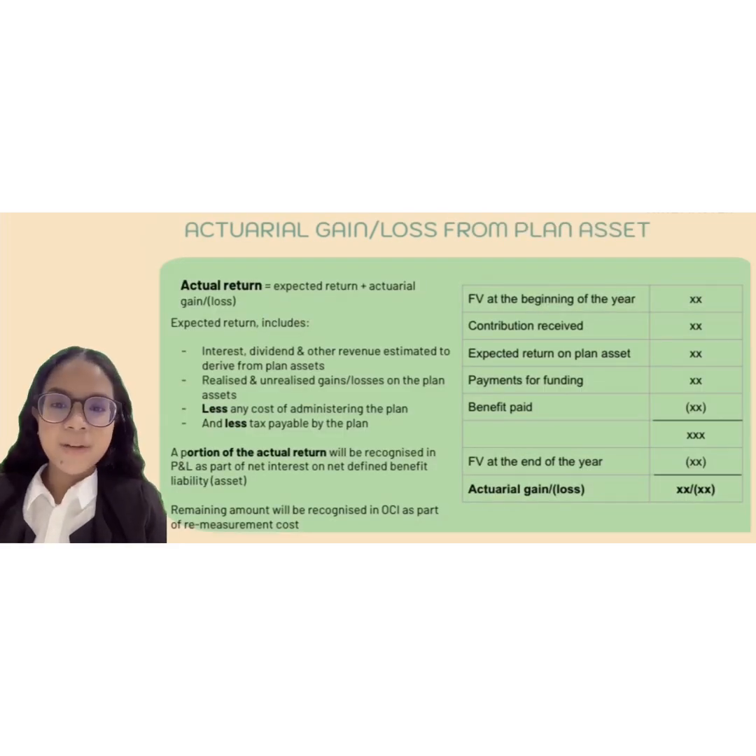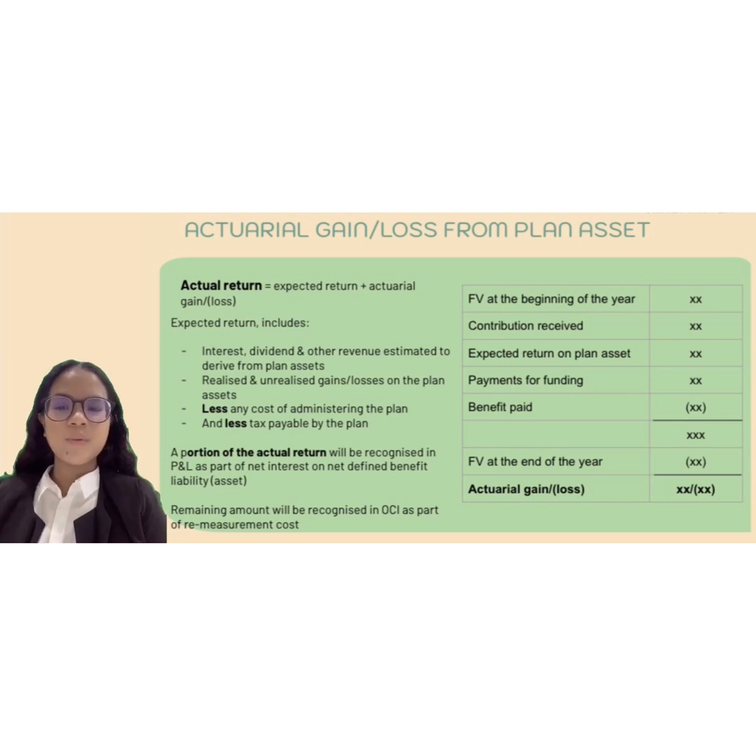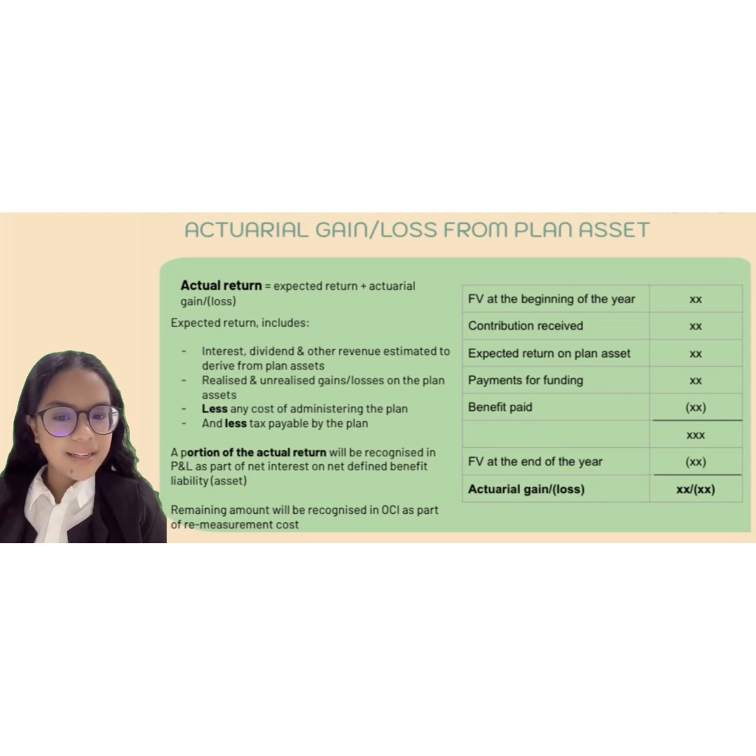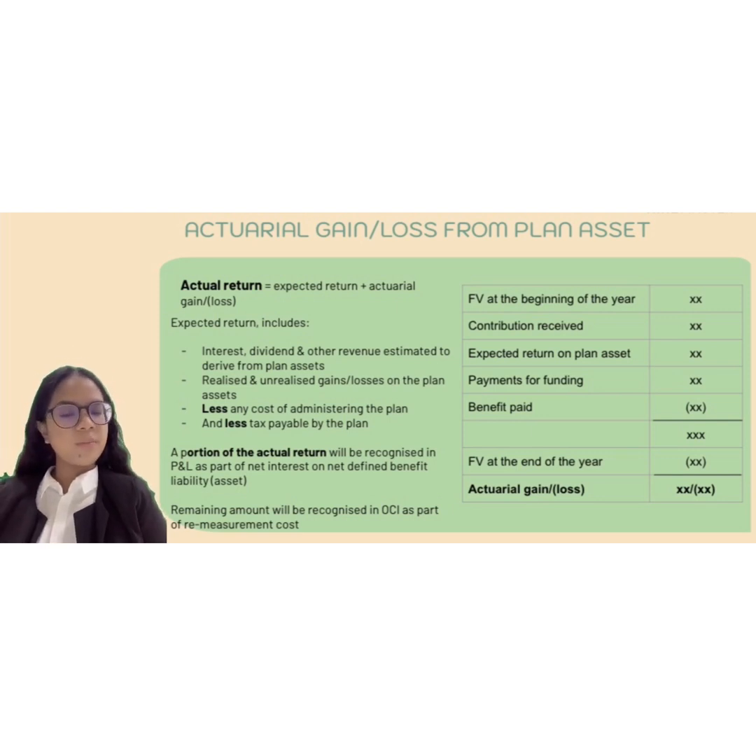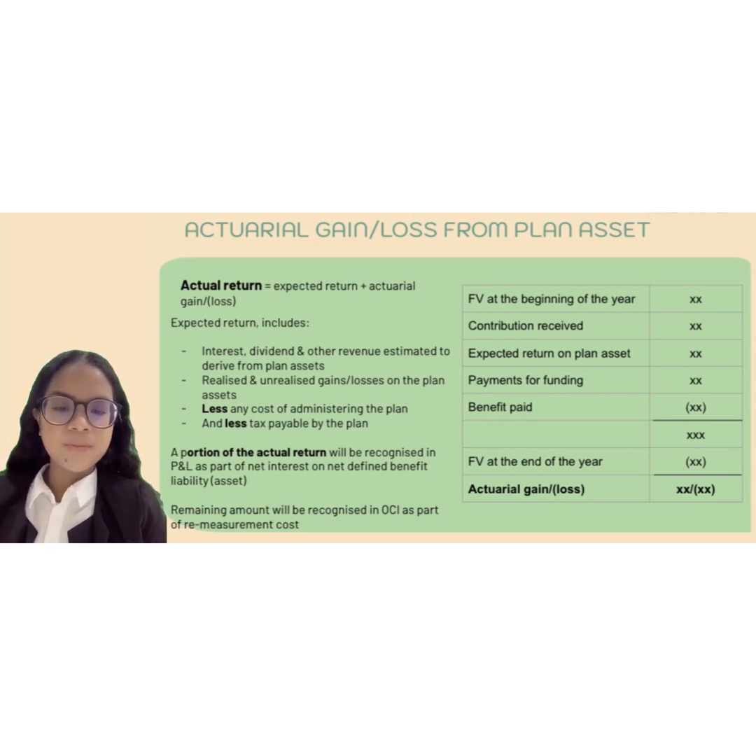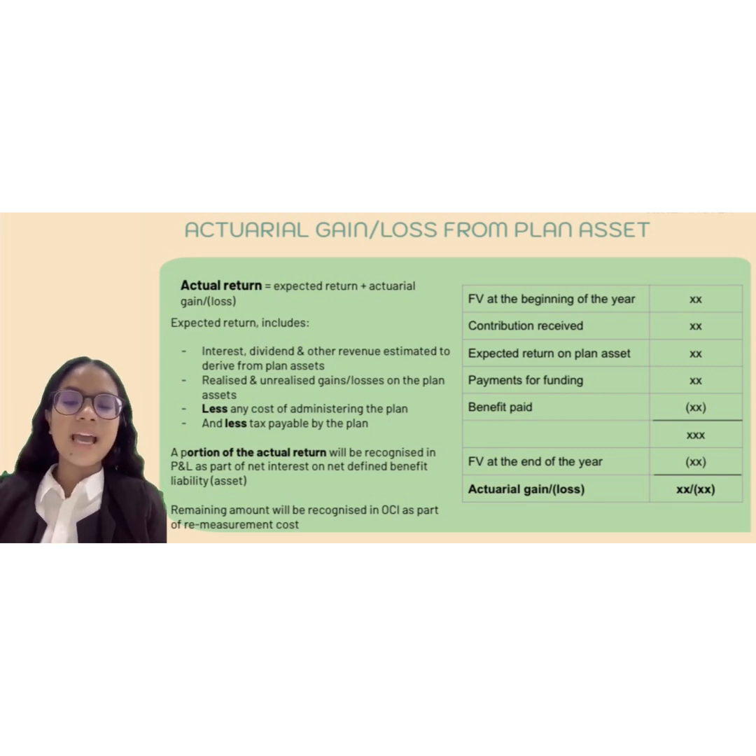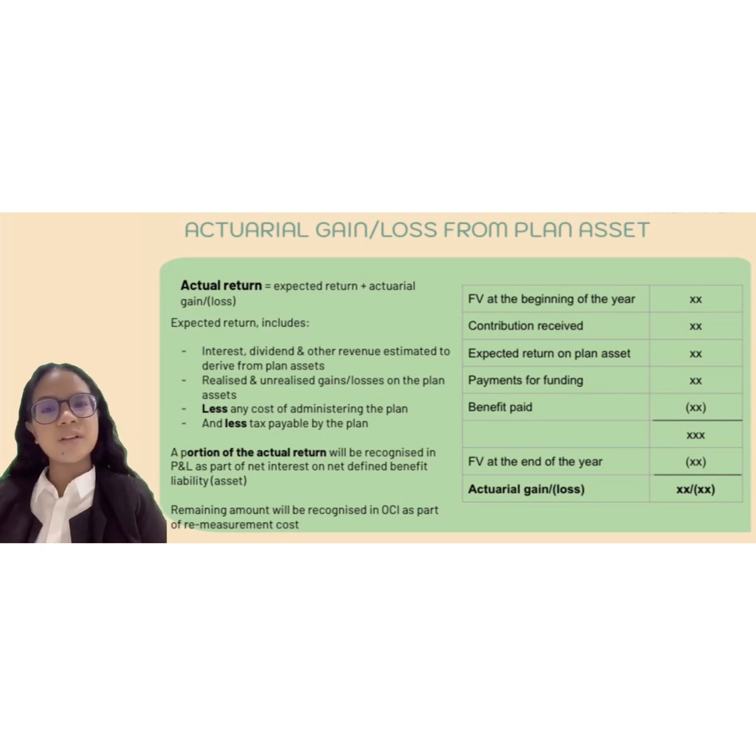Return from plan asset can be calculated by adding the expected return together with the actual gain or loss. Expected return includes interest, dividend, and other revenues estimated to derive from the plan asset, realized and unrealized gains or losses on the plan assets, less any cost of administering the plan, and less any tax payable by the plan. As for the actual gain or loss, it can be calculated by adding the fair value at the beginning of the year, contribution received, expected return on plan asset, payments for funding, and less the benefit paid, and the amount is to be compared with the fair value at the end of the year. You will get the actual gain or loss.